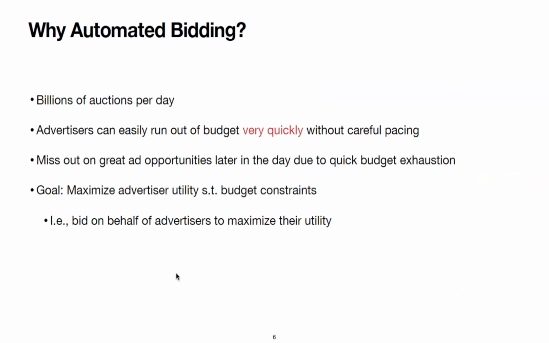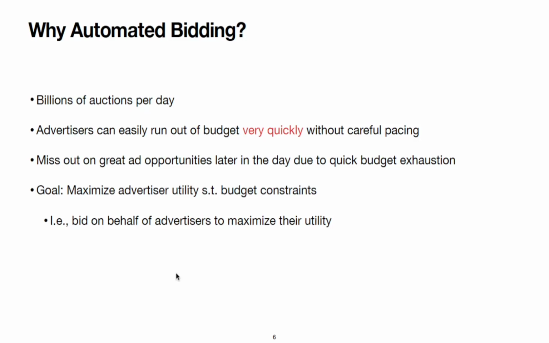The first point is there are so many auctions per day that advertisers, even if they target very, very narrowly, like say 1% of the population or even 0.1% of the auctions, can very quickly run out of budget if you don't carefully budget this. So what's the problem with that? What if I spend all my budget in the first 1 hour of the day? The problem is that you're going to miss out on great ad opportunities which occurred later in the day because you exhausted all your budget early in the day. Maybe my juiciest ad opportunities came later in the day. I never got to visit them because all my budget got sucked out in a short period of time.